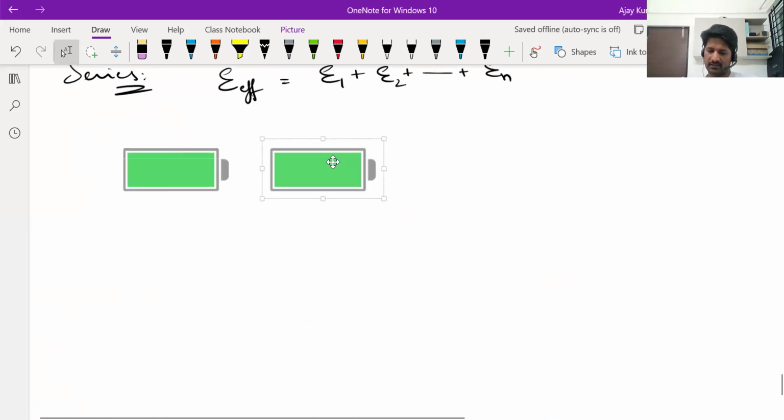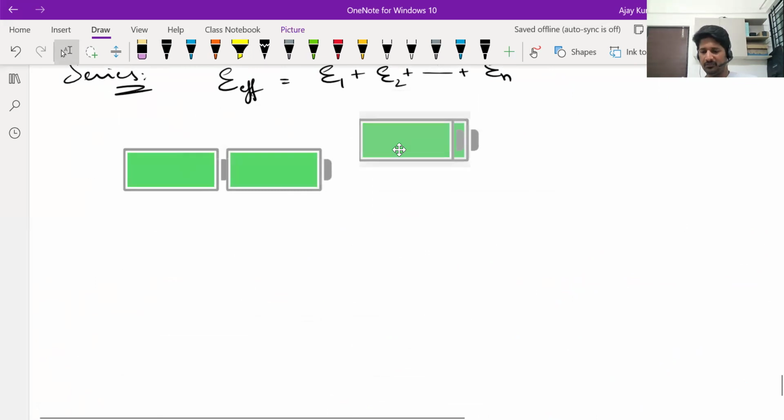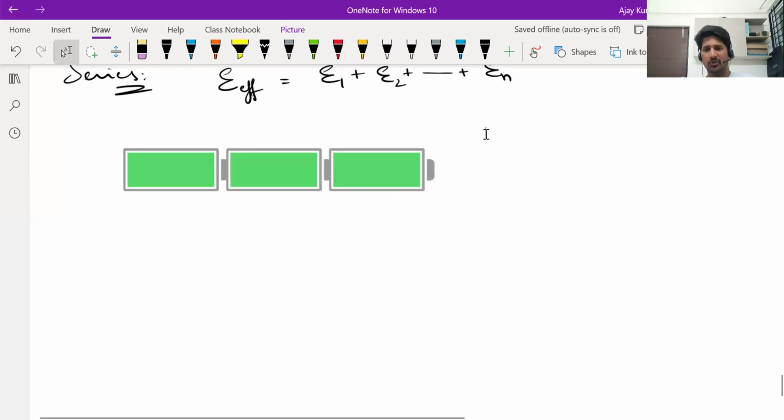When cells are connected like this, placed next to each other this way, you say they are connected with same polarity, not with opposite polarity. Opposite poles or opposite terminals may be connected, but it's the same polarity. They are all arranged with the same polarity is what we say.